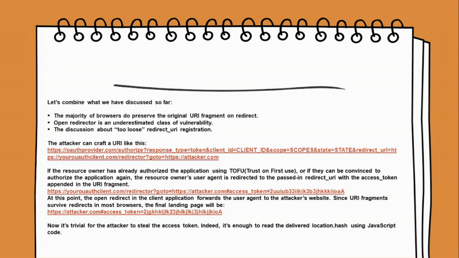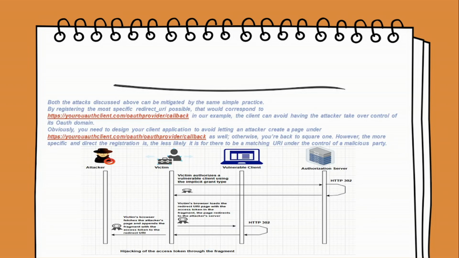Correct. So at this point, the open redirect in the client application forwards the user agent to the attacker's website, because the address is goto https://attacker.com, right? Since URI fragments survive redirects in most browsers, the final landing page will be something like attacker.com with the hash access_token equal to this value. Now it's trivial for the attacker to steal the access token. It's enough to read the delivered location.hash using JavaScript. So the attacker can steal this information just by crafting this address. Why is all this happening? Because you are not validating the redirect URI. That is the only miss in this case, and we understood this in the previous section also.